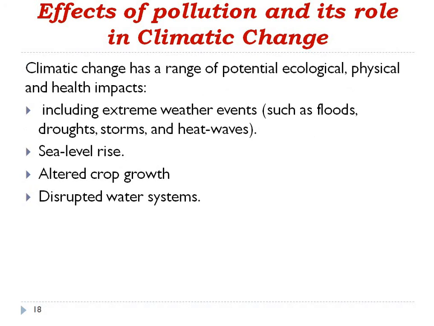Now, what is the effect of pollution and what is its role in climatic change? So the climatic change has a range of potential ecological, physical and health impacts. These include extreme weather events which we are experiencing now, such as floods, droughts, storms and heat waves. Sea level started rising due to melting of the ice in the polar regions. Altered crop growth, this is another impact on agriculture, and disrupted water systems.